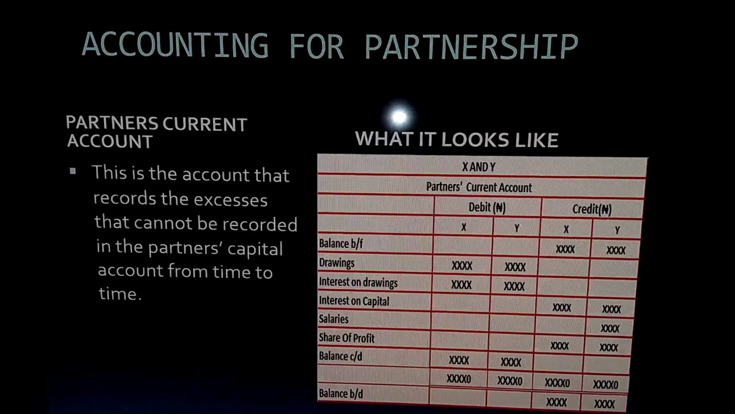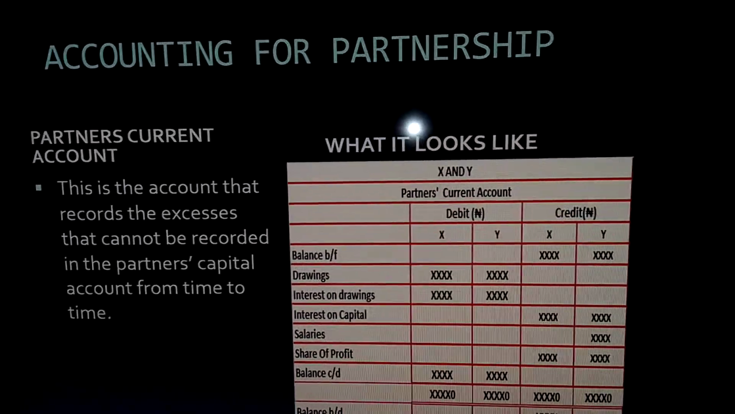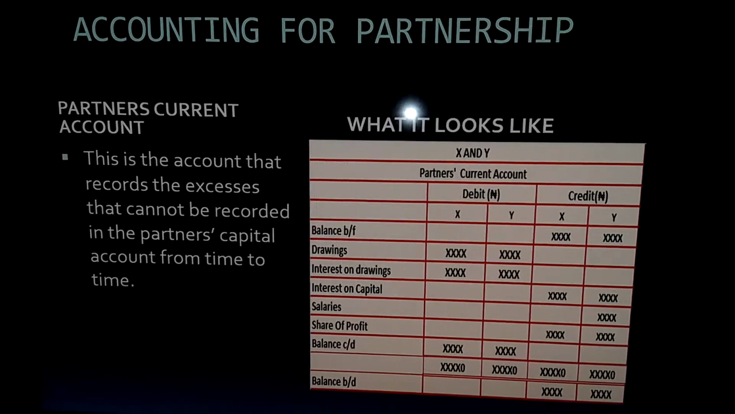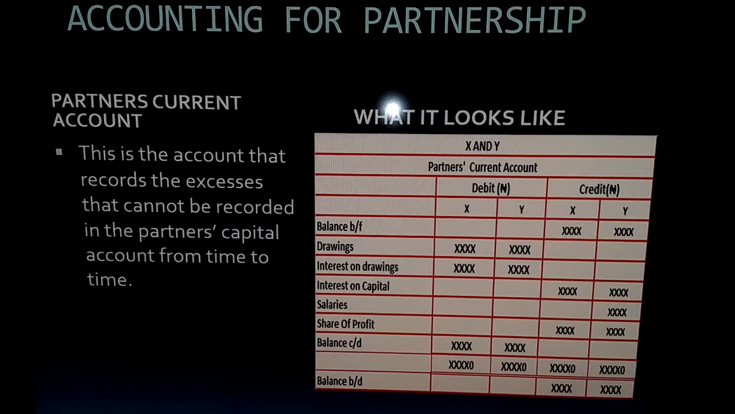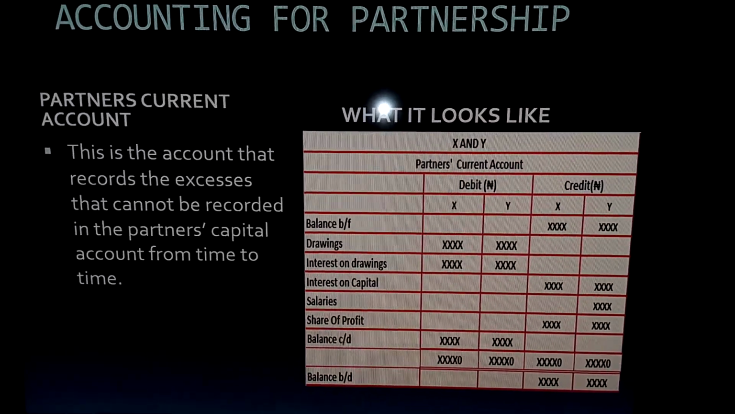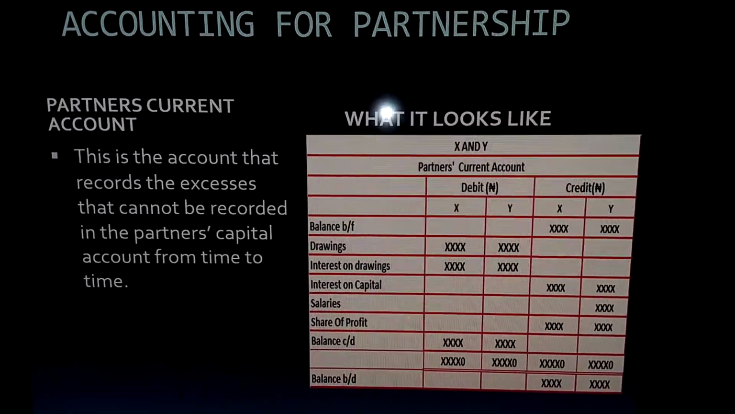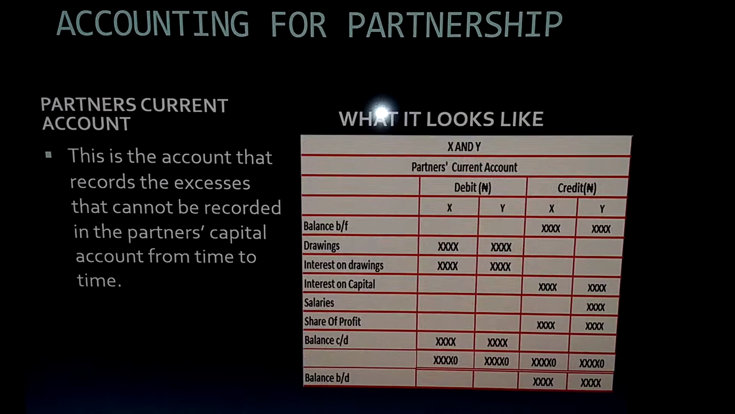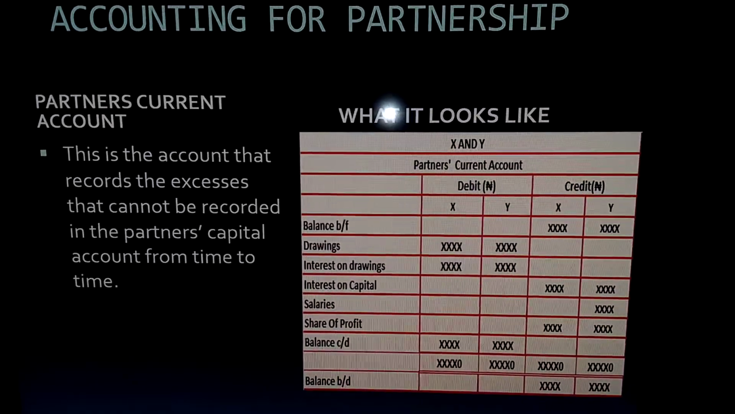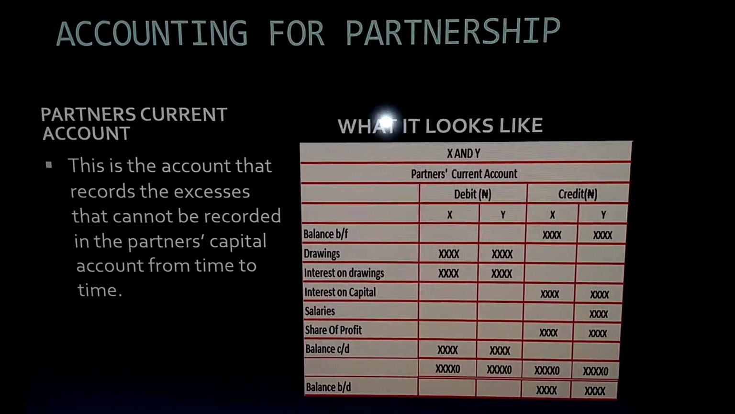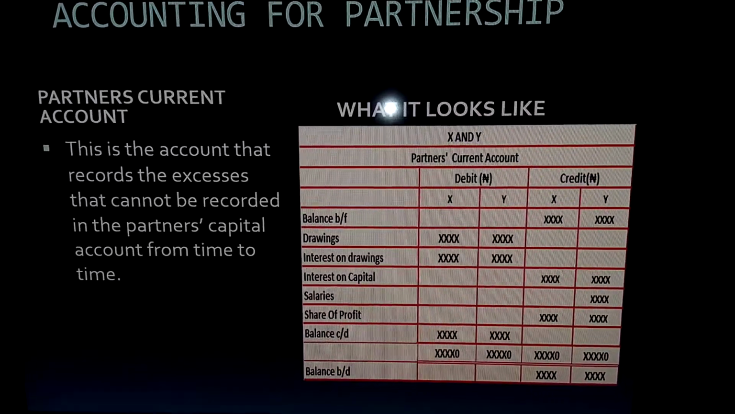So here we have partner's current account. I already explained to you that whenever you're operating a partner's fixed capital account, it does not change. So if it is 1 million, it's 1 million all through the period. But any excess, maybe there's share of profit, there's interest on capital, okay? Any excess that should be given to the partner cannot go to the partner's capital account. We take it to where?